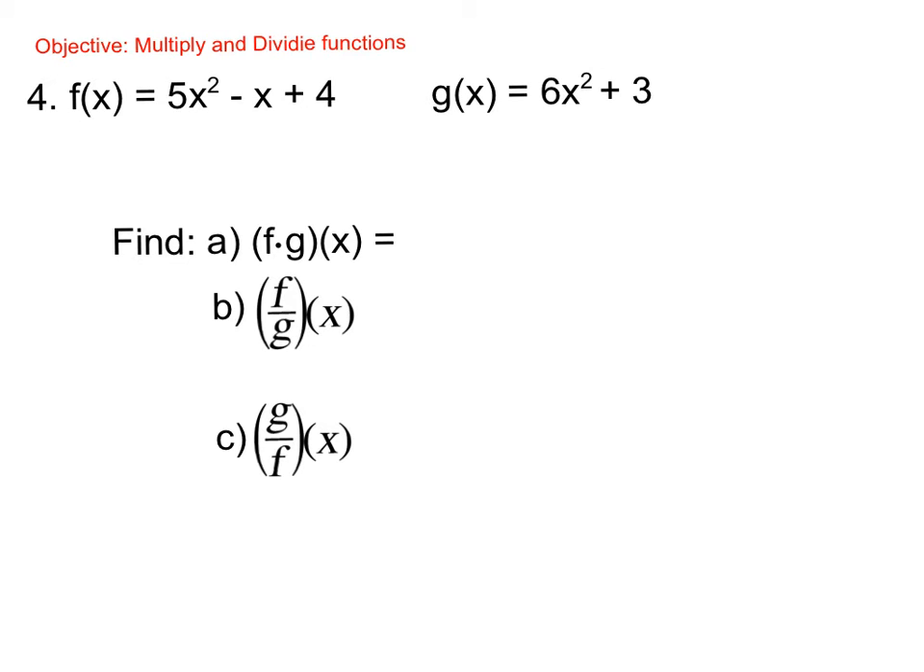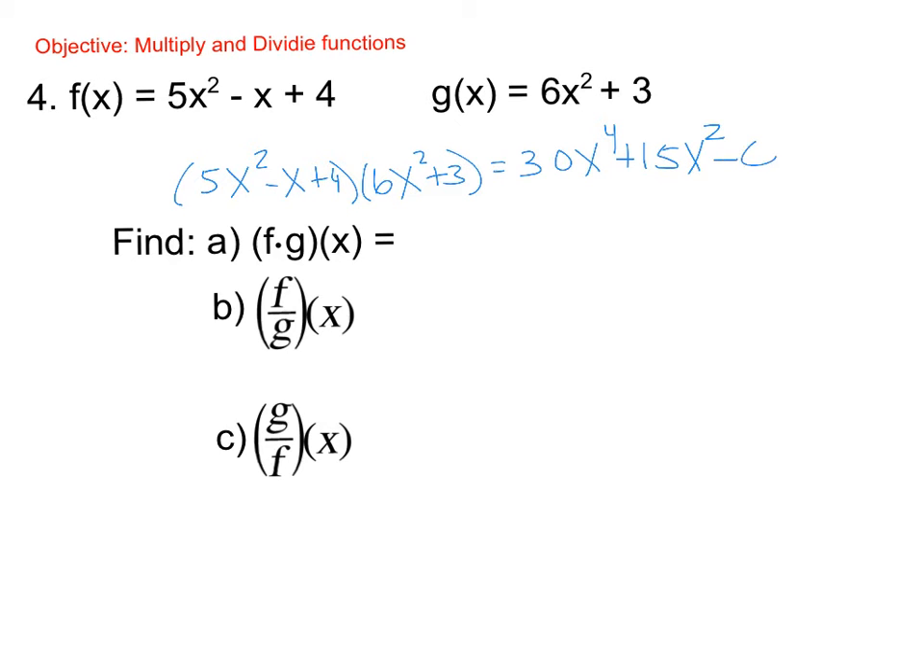So for A, we're going to multiply. So I'm going to do that up here. 5x squared minus x plus 4 times 6x squared plus 3. Let's see, 30x to the 4th plus 15x squared minus 6x cubed minus 3x, plus 24x squared, and 12. So I did the 5x first, then I did the x, and then I did the 4 last for both of them.